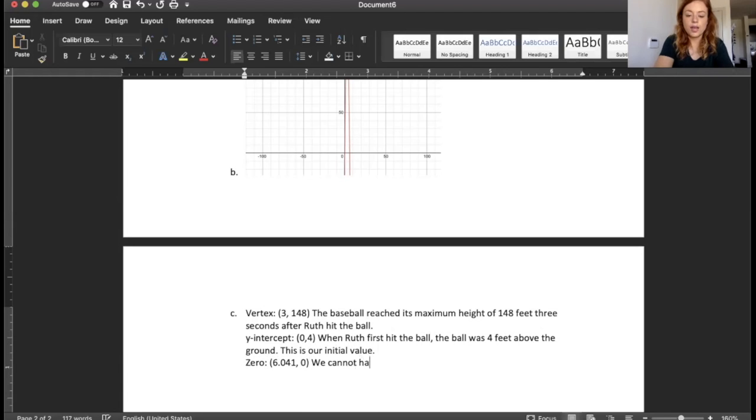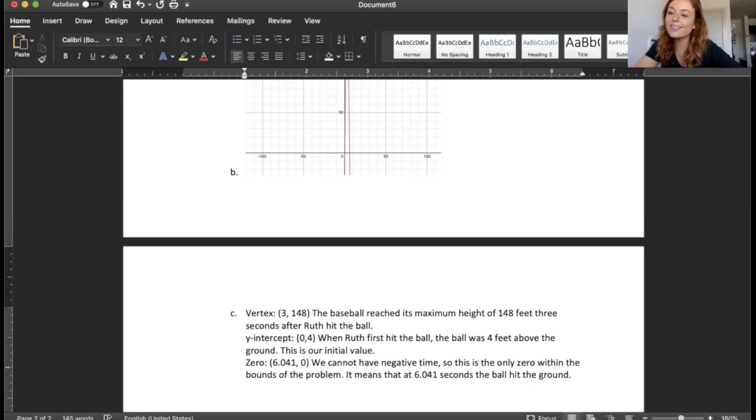We cannot have negative time, so this is the only zero within the bounds of the problem. It means that at 6.041 seconds, the ball hit the ground. Ta-da! There's question number 4.